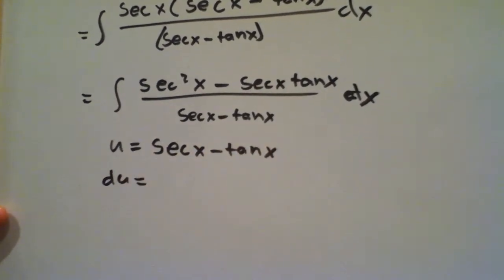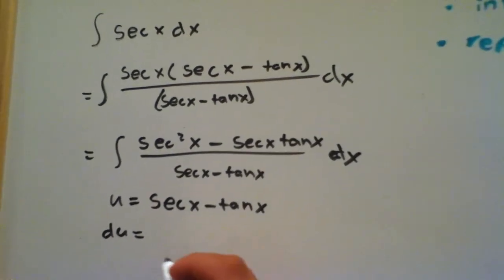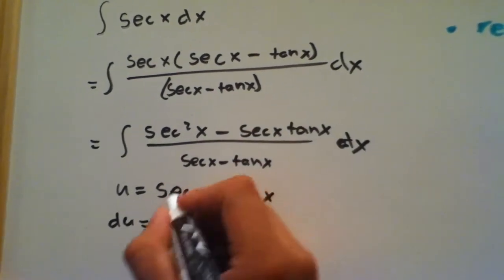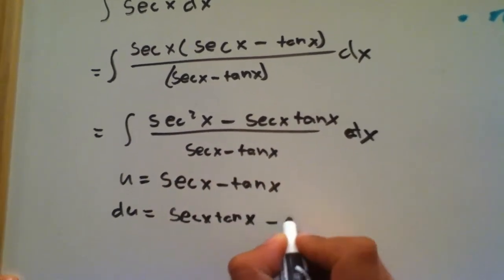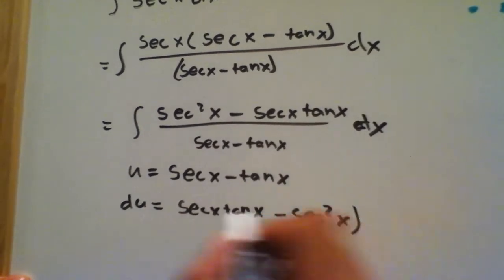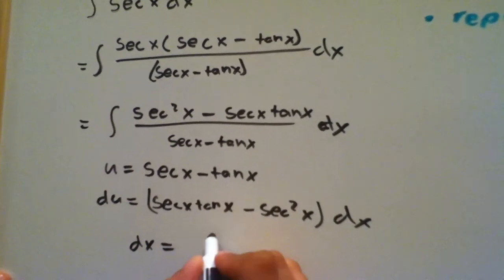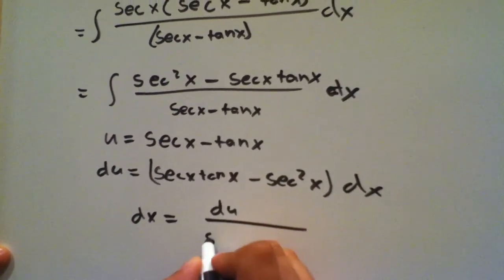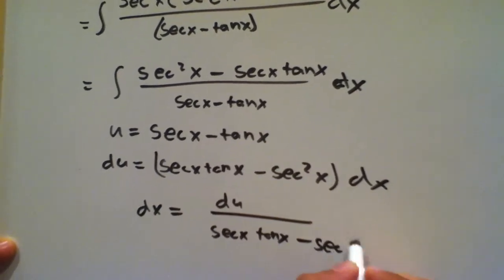So du is equal to secant x tangent x minus secant squared x dx, and then dx is equal to du over secant x tangent x minus secant squared x.